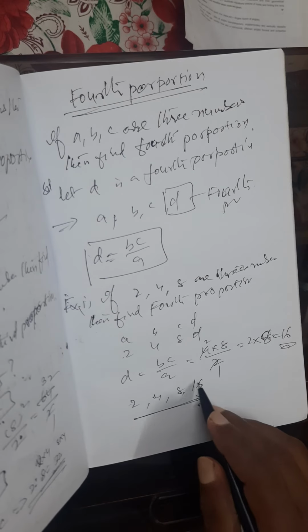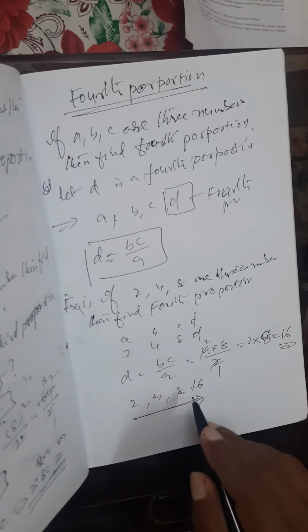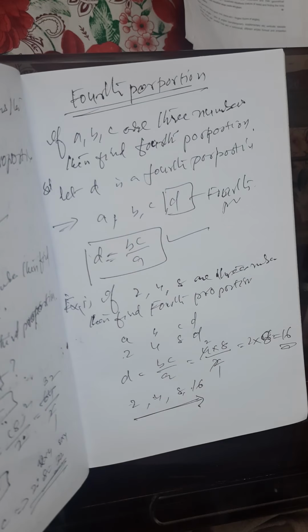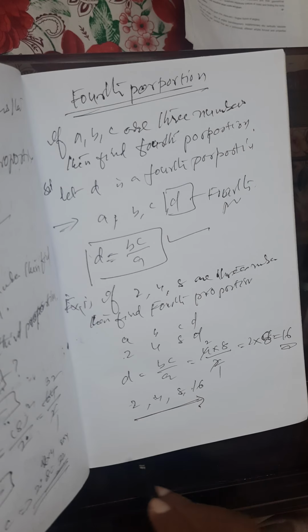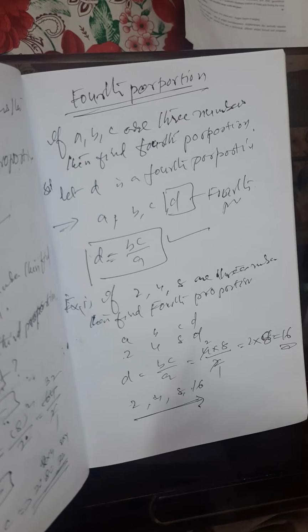Like that we are getting a sequence. So 16 is the fourth proportion, found using D equals BC by A. If two numbers are given, we can find the mean proportion. If two are given, we can find the third one. If three are given, we can find the fourth one, using the mean proportion formula, third proportion formula and fourth proportion formula. Now we have completed ratios and proportions. You will get a number of problems in this one.